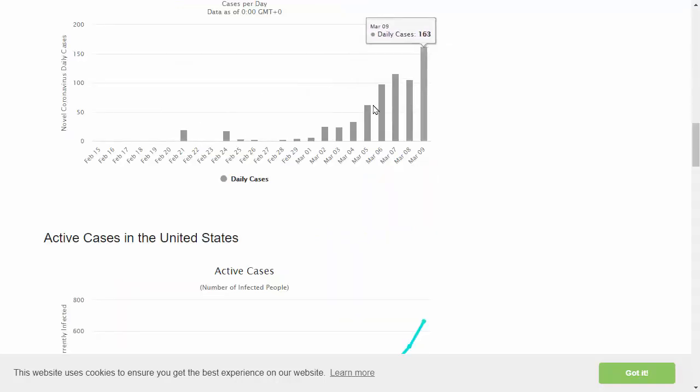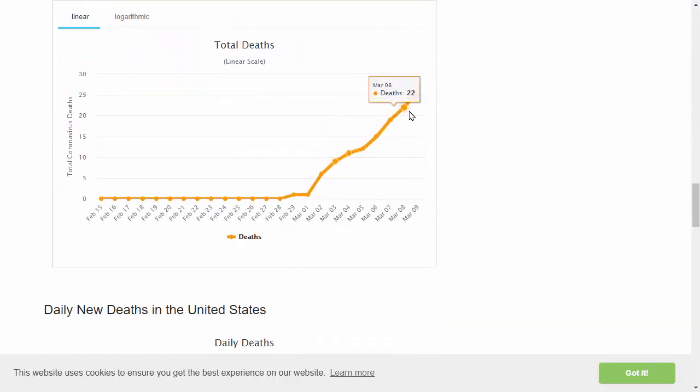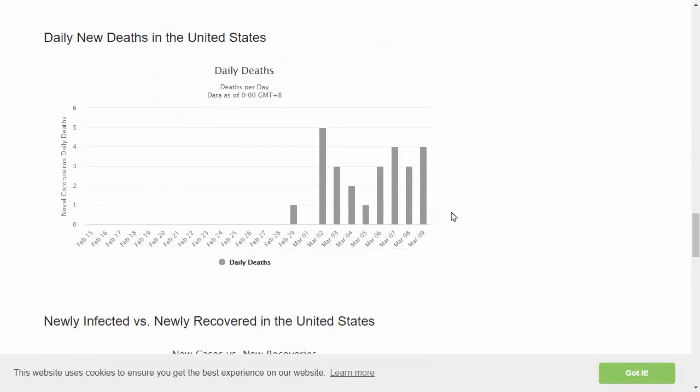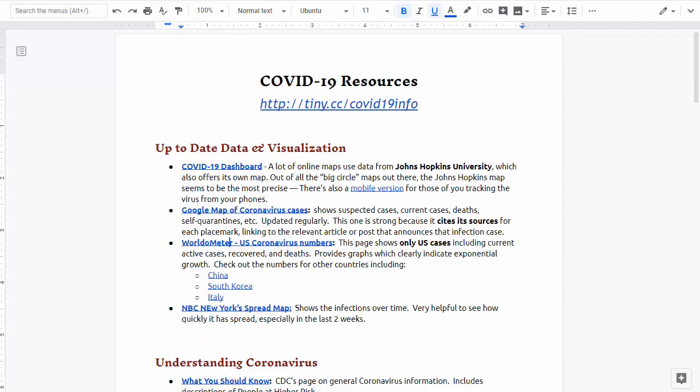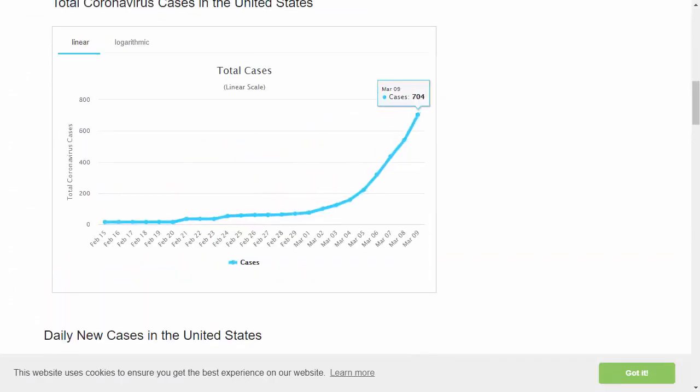So you can see the cases per day have jumped up. We did have a decrease that was good, but otherwise they're pretty much following that trend line. And then number of active cases, the same one you saw. Deaths will follow a similar line, although obviously not nearly as high, a much lower number, but still the same kind of trend.